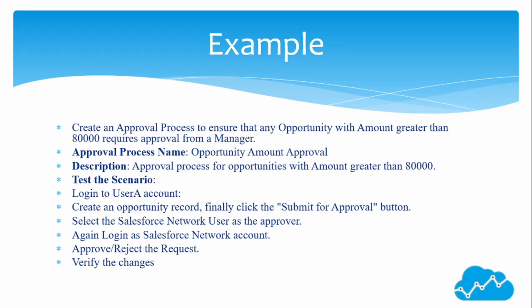Let's see an example. Create an approval process to ensure that any opportunity with an amount greater than 80K requires approval from a manager. Approval process name: opportunity amount approval. Description: approval process for opportunities with amount greater than 80K. Test the scenario: log in to user A's account, create an opportunity record, click the Submit for Approval button, select the Salesforce Network user as the approver, then log in as the Salesforce Network account, approve or reject the request, and verify the changes.